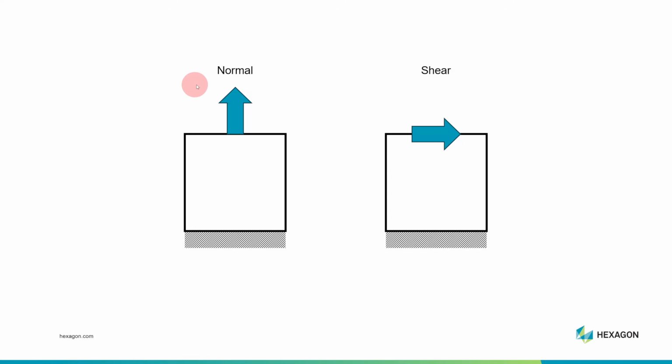I have illustrations of two scenarios here for normal stress and shear stress. With normal stress, the block is anchored to the ground and there's a force pulling it up, or you could have the force pushing down. It doesn't really make a big difference. For shear stress, we have the block anchored to the ground and we have a force moving to the right, so parallel to the ground. This leads to a different type of stress state.